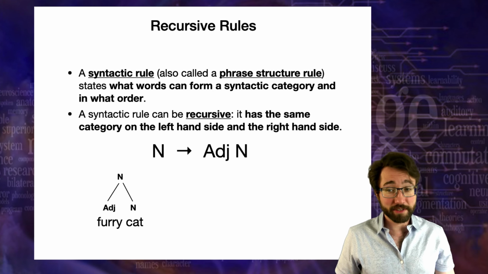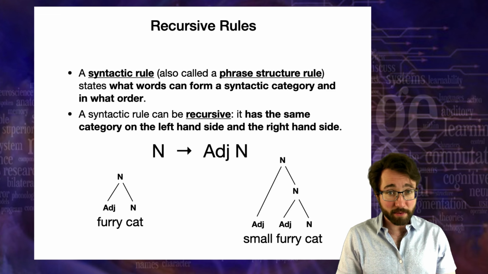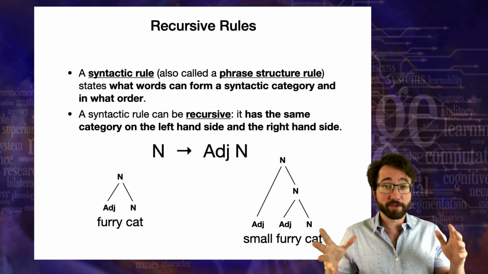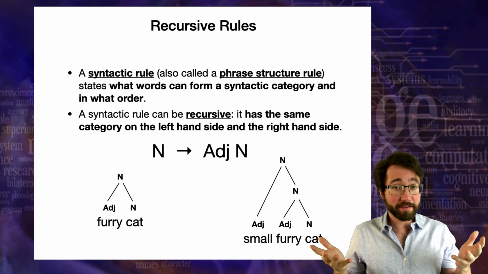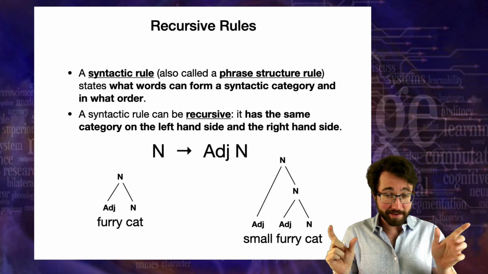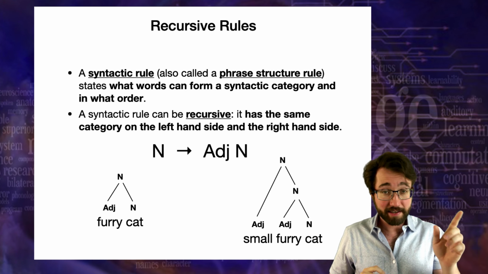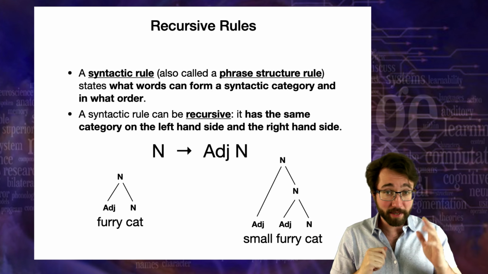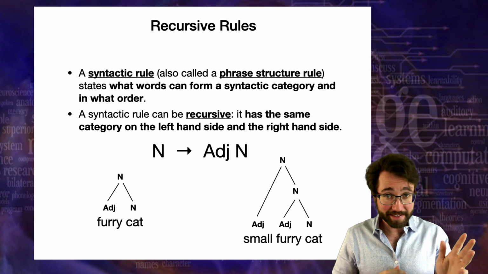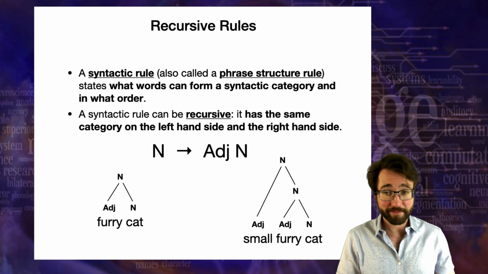This allows us to build things like furry cat and also things like small furry cat. You can keep on adding adjectives to the noun in order to build a larger noun. So what we have here is a noun which consists of an adjective followed by a noun. The first adjective is small. The second noun, recursively, consists of an adjective followed by a noun, where the first adjective is furry, and then the noun is cat. So this is the structure of a recursive noun.